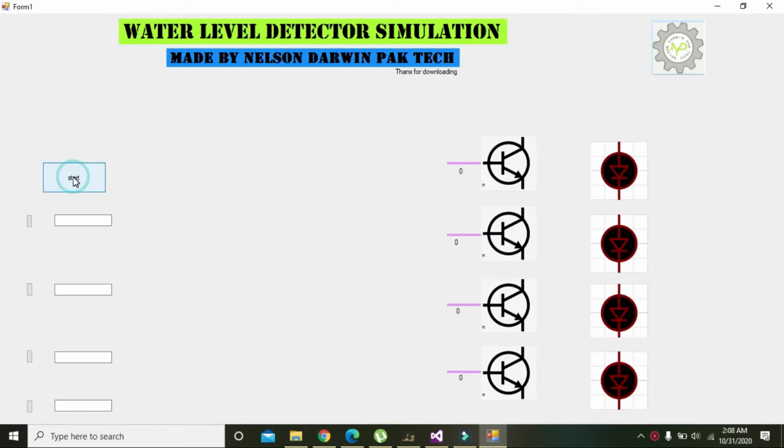So we will click on it, and here you can see that we have 4 NPN transistors attached with 4 LEDs. And we can see that on the basis of these transistors there are 4 zeros. It means that no input signal is going to all these 4 transistors.